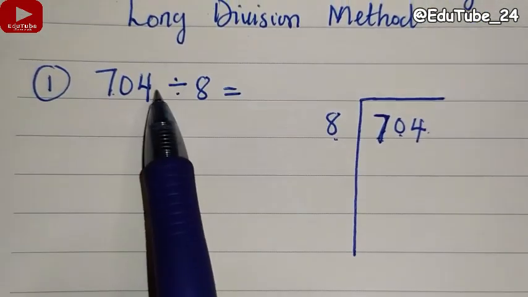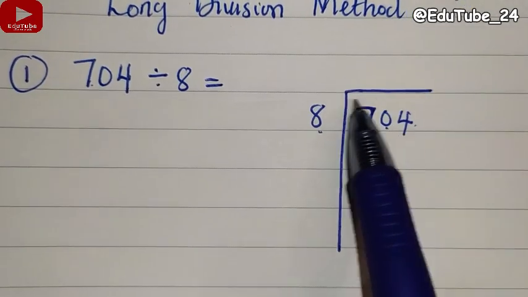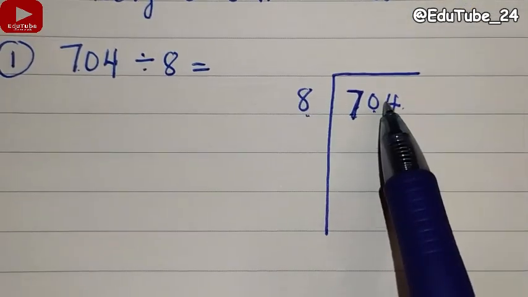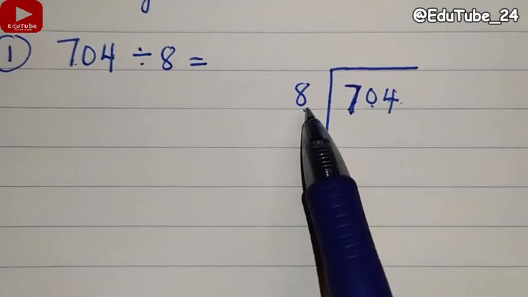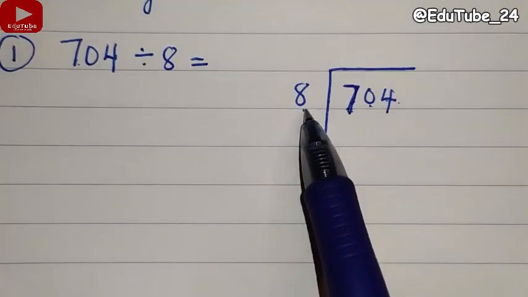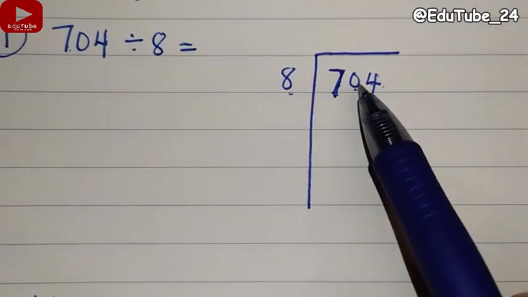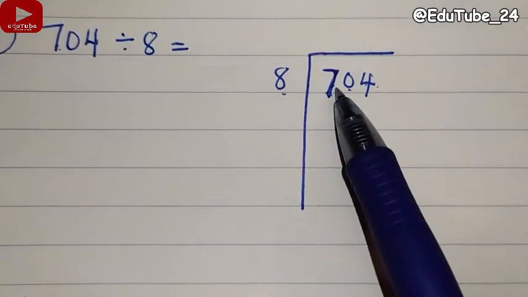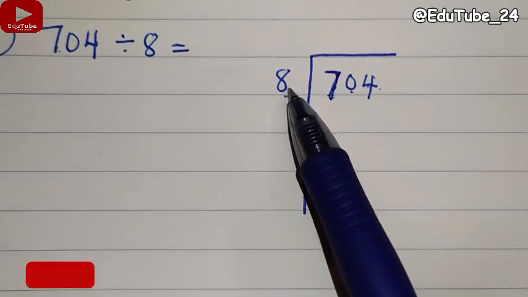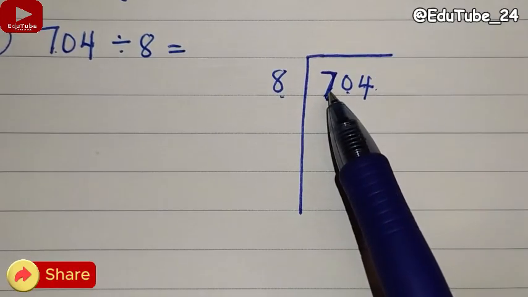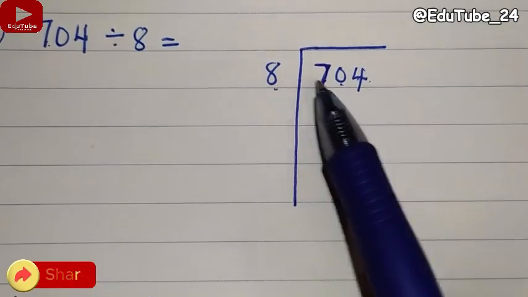To divide 704 by 8, we are going to draw a flipped L shape with 704, which is the dividend, inside the figure, and then 8, which is the divisor, outside the figure. Now, I will start with the first digit on my left, which is 7. How many 8 can go in 7? That is certainly impossible because 8 is greater than 7.